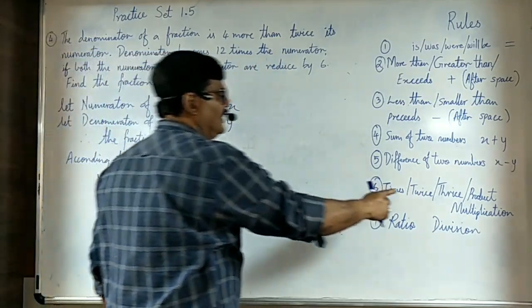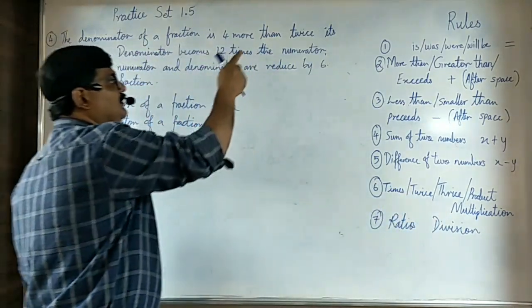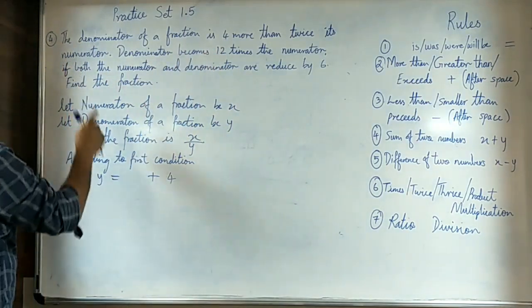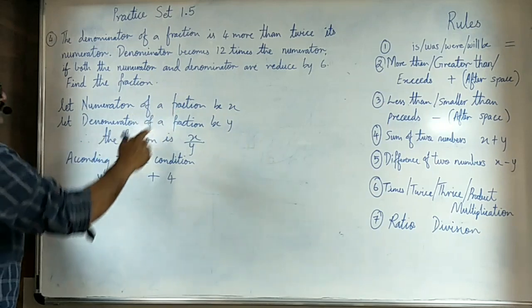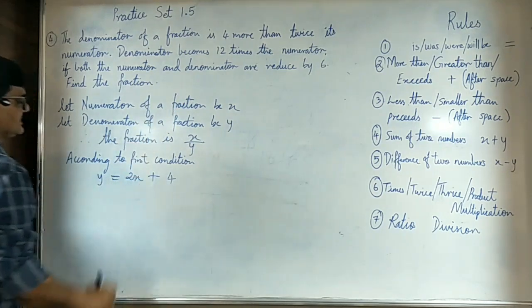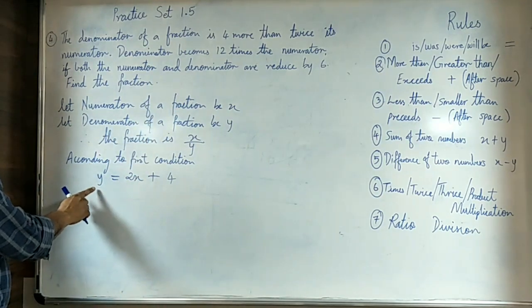Now, twice the numerator. Everybody knows what that is. Twice means you have to multiply, 2 times with the numerator. And the numerator we kept as x. So it will be 2x.